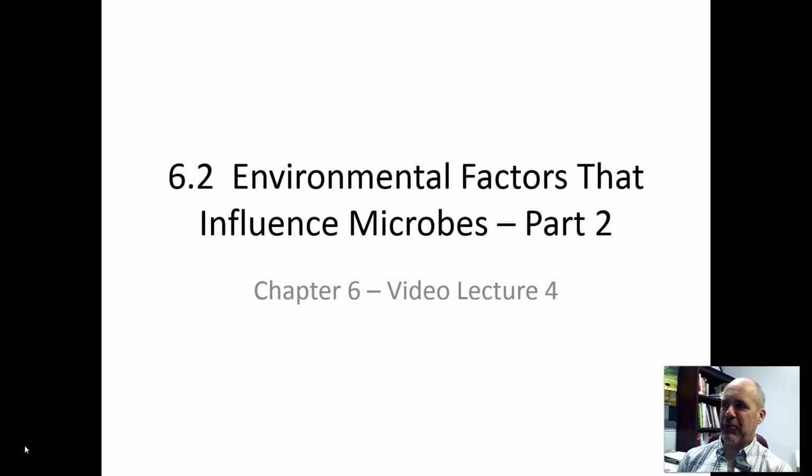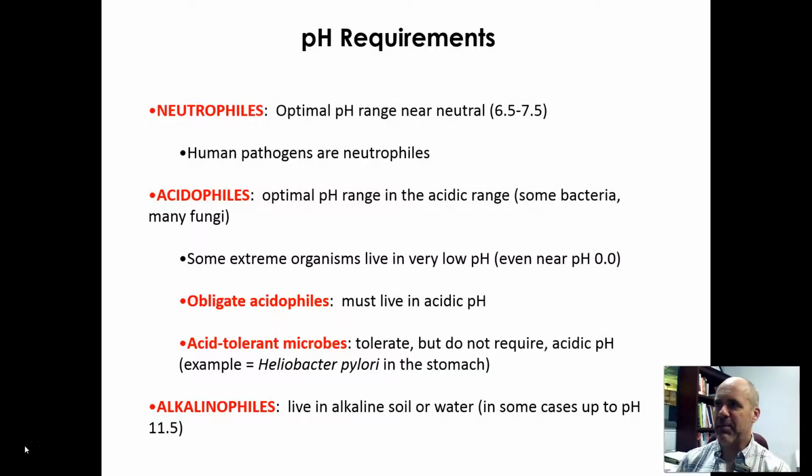Okay, I'm going to continue on with some more environmental factors that influence microorganisms. We've talked about temperature and oxygen requirements and how different species of microorganisms will differ in terms of their requirements for those two different things. And pH is no different, so different microorganisms have different pH requirements. Organisms that are neutrophiles are going to prefer pHs that are close to neutral, pH 7. If you're an acidophile, remember phile means to love, you like acidic pHs, so lower pHs. And if you're an alkalinophile, you like higher pHs.